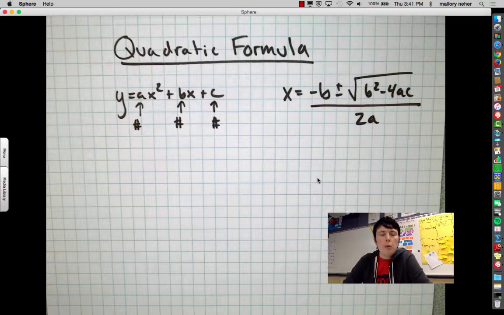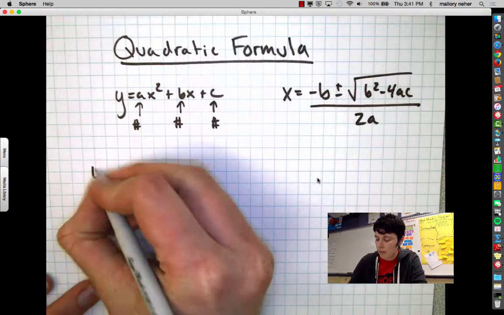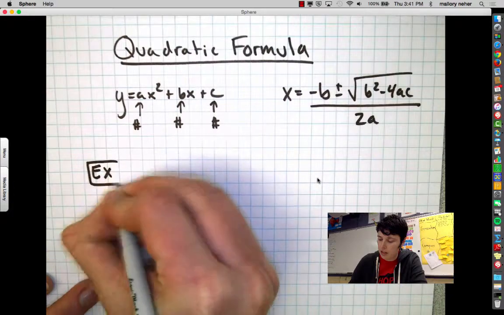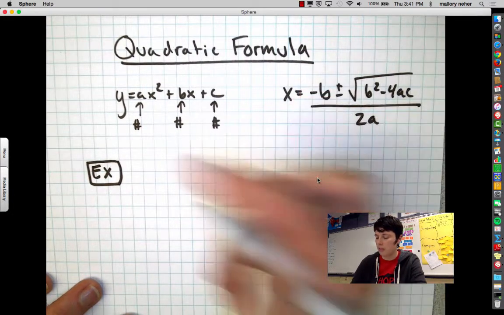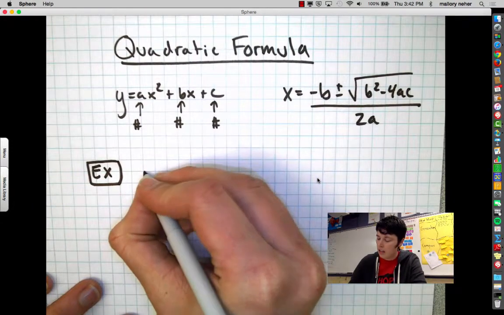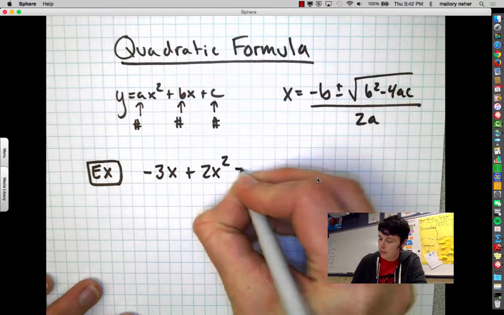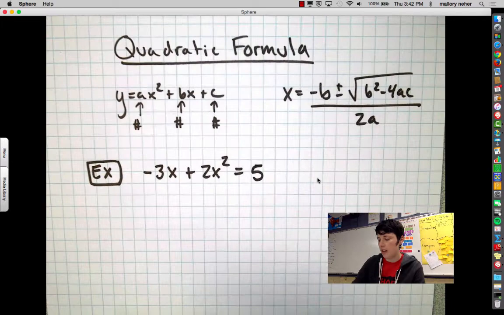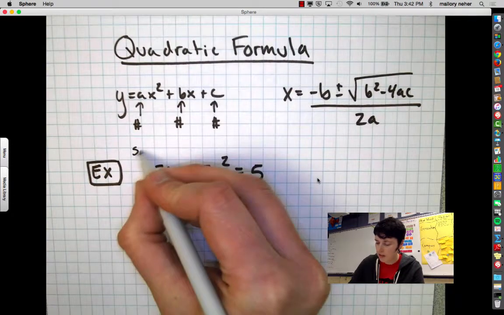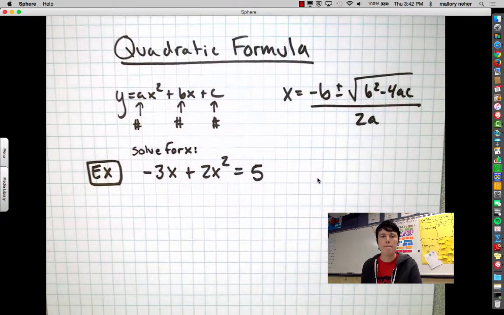And so we want to be able to solve these quadratic problems, but I've got to say some of them are going to not be as obvious as others. So I want to look at an example a little different than my last video on this. It's at least a little bit more complicated. So here, let me show you one that's a little bit different. Let's say I had negative 3x plus 2x squared equals 5, and I told you the directions were to solve for x. So I'll write that up here. Solve for x is my directions.